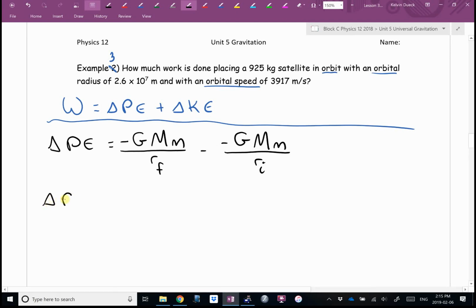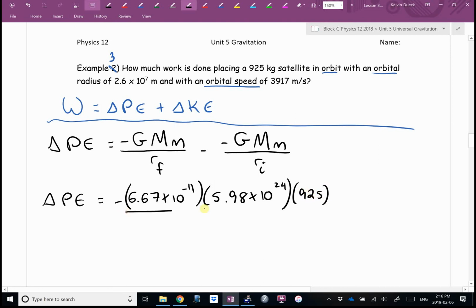The change in potential energy is going to be negative, big G, negative 6.767 times 10 to the negative 11, big M, little m, 925. And then our final: that 2.6 times 10 to the 7th, Gabe, is it meters? This number right here, is it in meters? Yes. Yay, so no conversion.